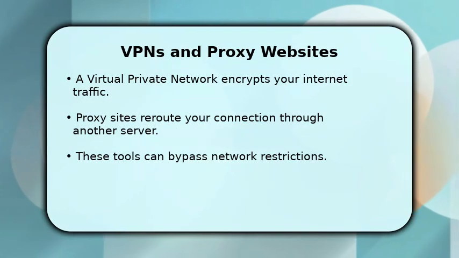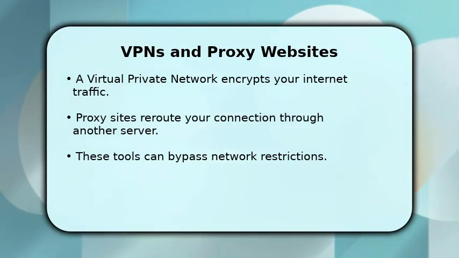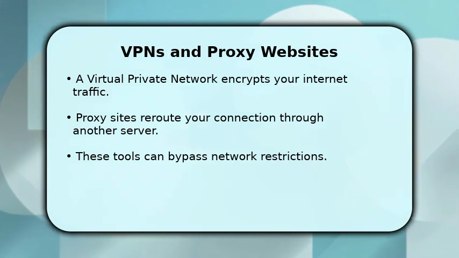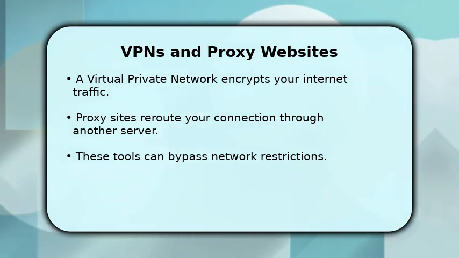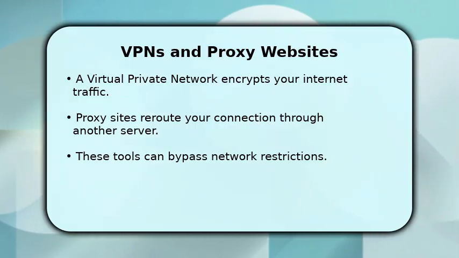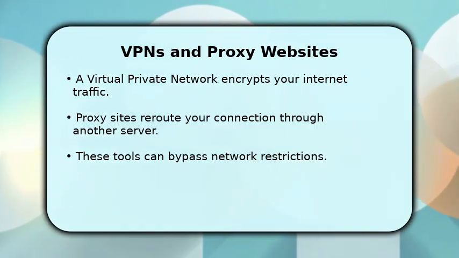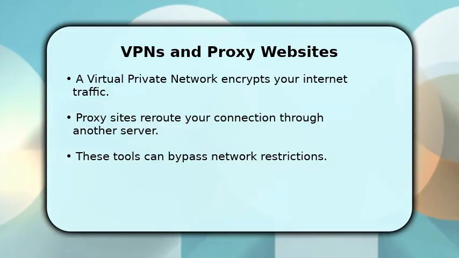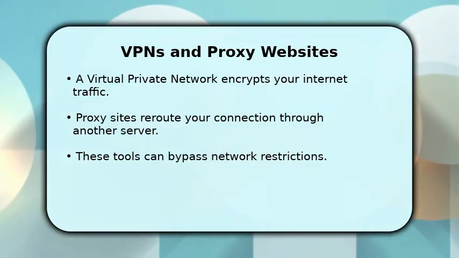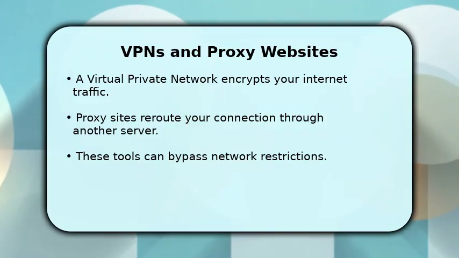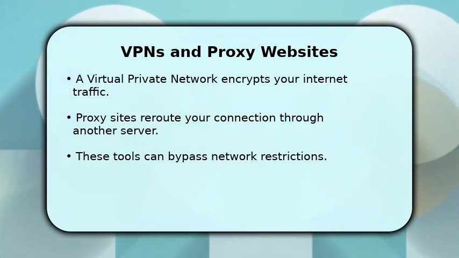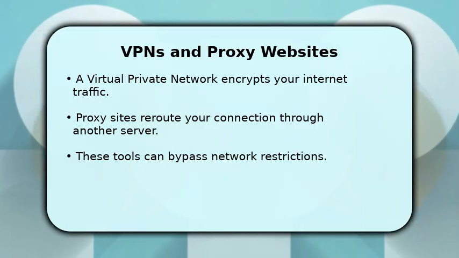One popular method involves using a virtual private network, or VPN. A VPN encrypts your internet connection and routes it through a server in a different location, effectively masking your activity from the school network. Alternatively, proxy websites can also reroute your connection, making it appear as if you are accessing Roblox from a different server. Be sure to choose reputable services for security.